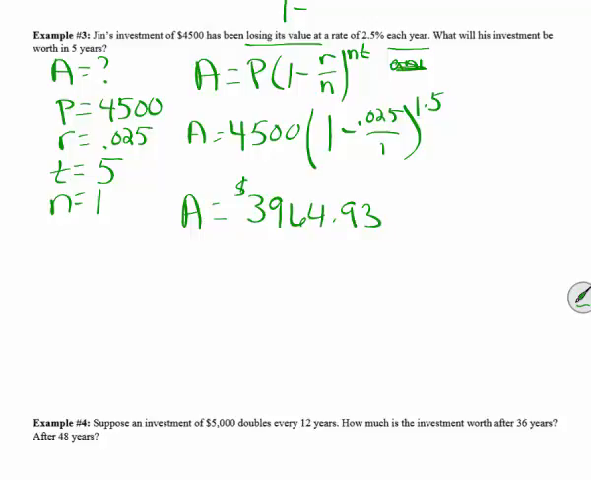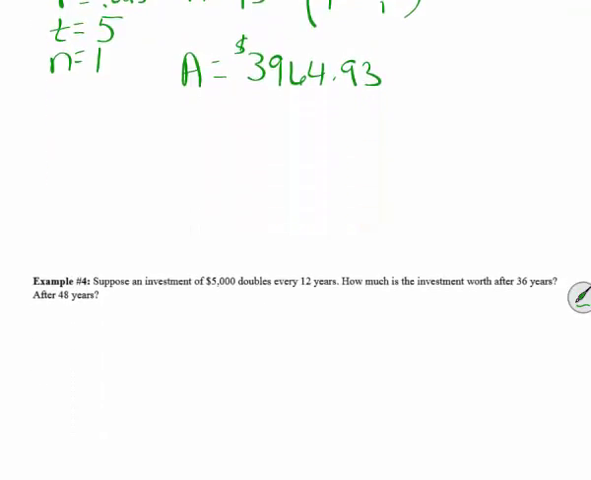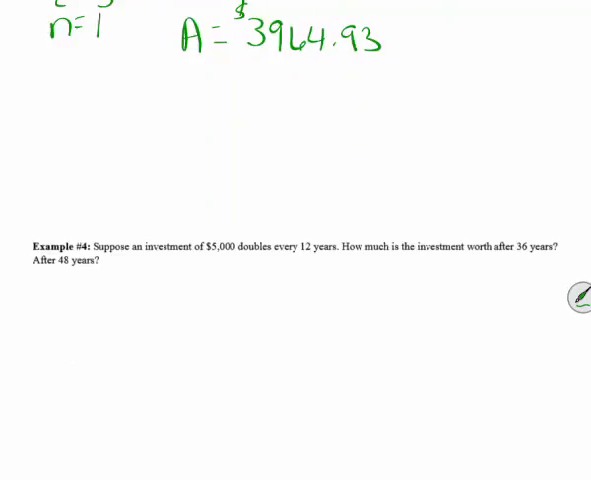Okay, suppose an investment of $5,000 doubles every 12 years. How much is the investment worth after 36 years, after 48 years? There is no compounding, which means that I can just do my regular percent increase formula. But this one's a little bit different. First of all, if it's doubling, that means your R is 100%. When you double something, you're adding 100% of it, which means that's 1 as a decimal.